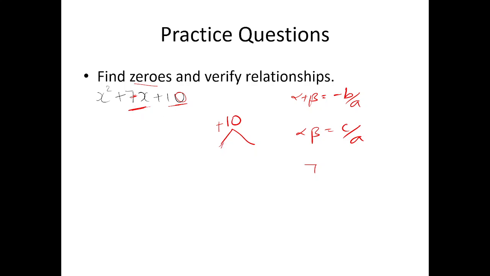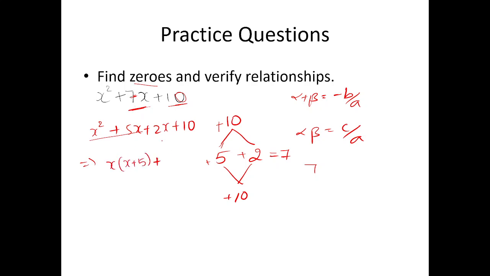What are those two factors? That is 5 2s are 10. By adding these two we get 7 and multiplying these two we get plus 10, right? So we write 7x as 5x plus 2x plus 10, right? Which becomes, take x from these two as common, we remain with x plus 5, plus, in this case take 2 as common, we are left with x plus 5 again. So here x plus 5 is common, and this x plus 2 we write in a bracket.